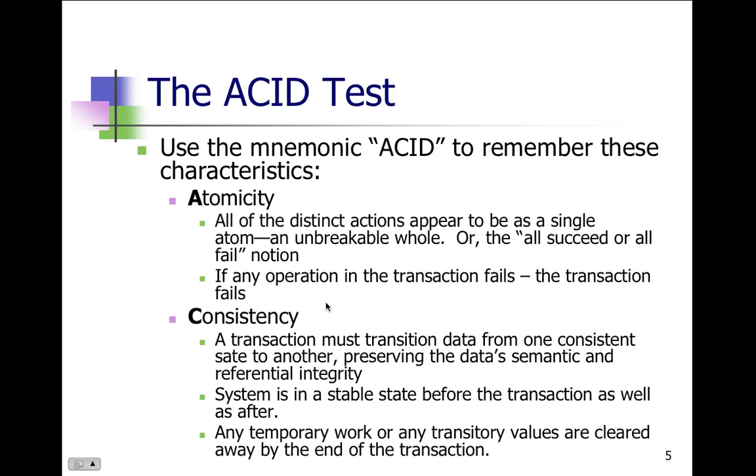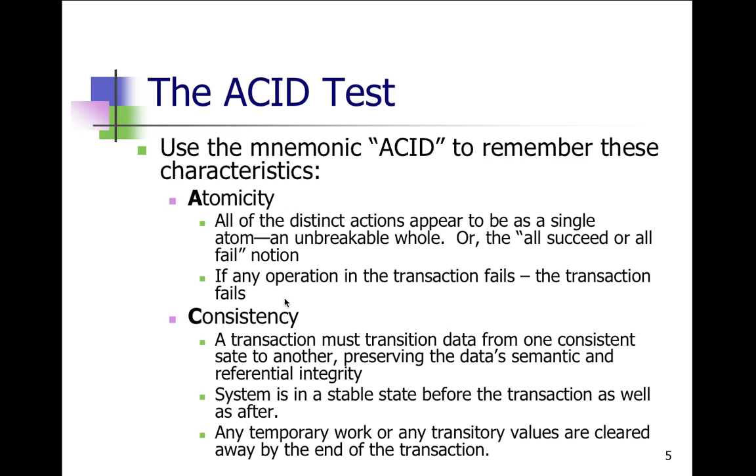Consistency. So a transaction must transition data from one consistent state to another, preserving the data semantics and the referential integrity between the different states, also an important concept. So the system is in a stable state before the transaction as well as after the transaction. What we don't want is some system go through, perform something, and then figure out, oh, now that we've corrupted the data, the before doesn't match the after and we can't reconcile. It's kind of like what happens when people's checkbooks get out of balance.